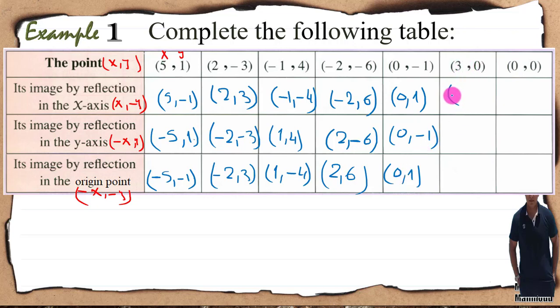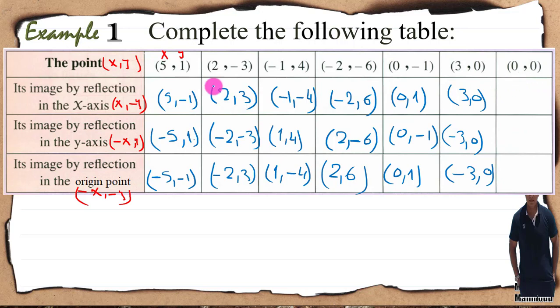Here in the x-axis we change y, but y 0 doesn't change, so 3 and 0 will be itself. Okay, and here in the y-axis we change x, so it will be -3 and 0. In the origin we change both, but 0 doesn't change, so change 3 only. It will be -3 and 0.